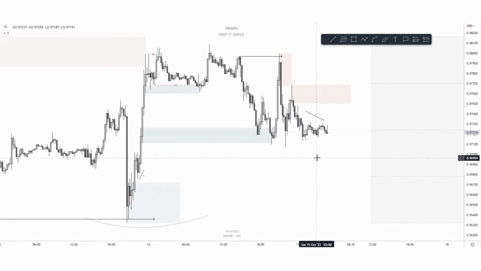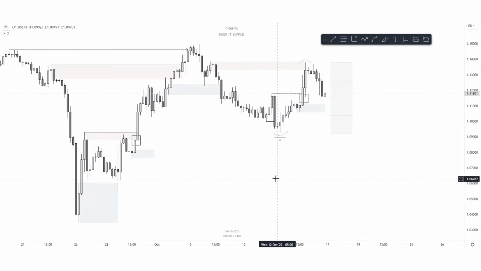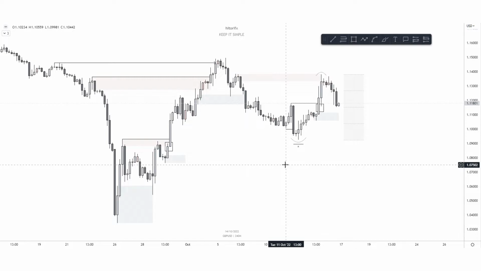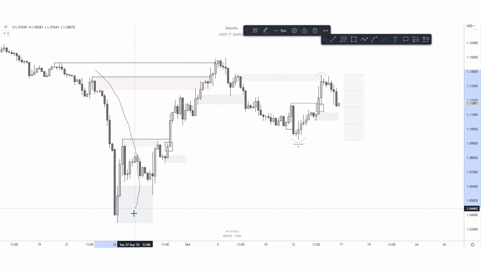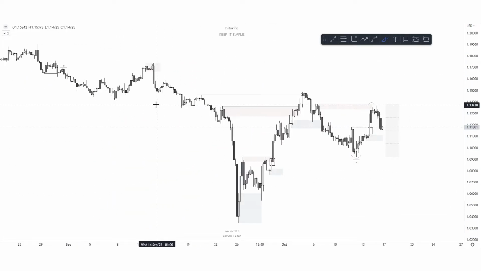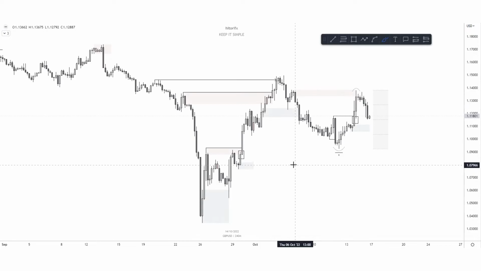Let's go to GU. Right, so it's GU for our second pair. We are on H4 as well. So thank God we did have that bullish correction, because this is just horrible. There was nothing to trade. Even back here, there's nothing to trade.